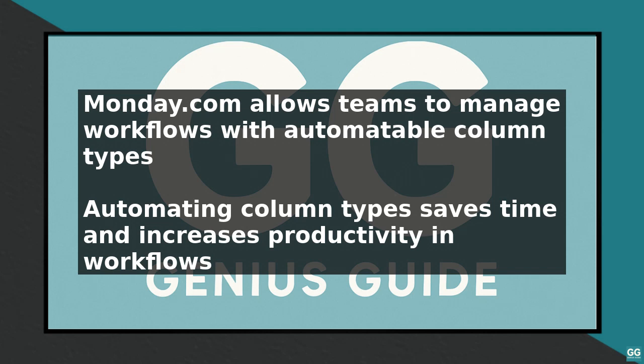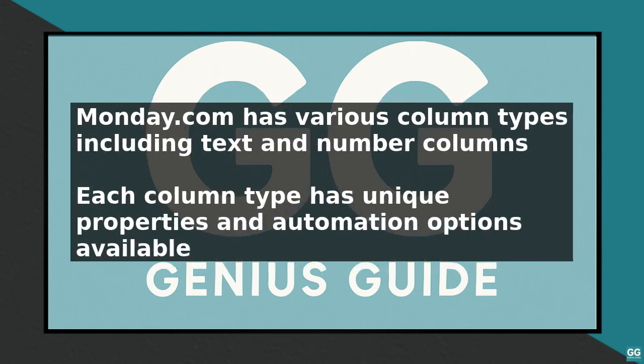These include text, number, date, and checkbox columns, among others. Each column type has its own unique properties and automation options. To automate a column type, go to your Monday.com board and click on the column you want to automate. Then, click on the three dots at the top right corner of the column and select Automate. This will open the automation menu, where you can choose from a variety of automation options.